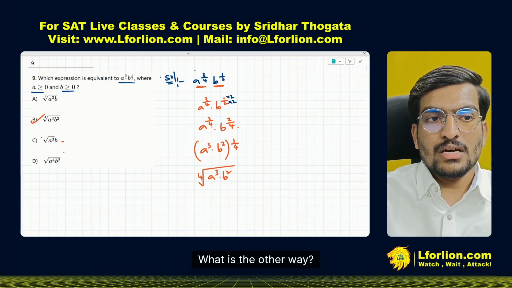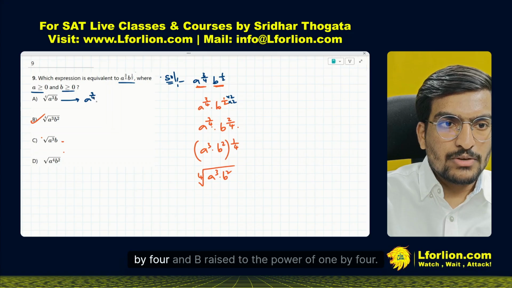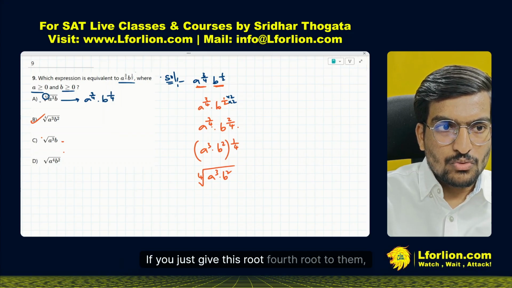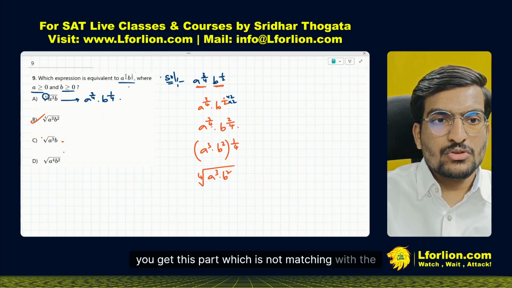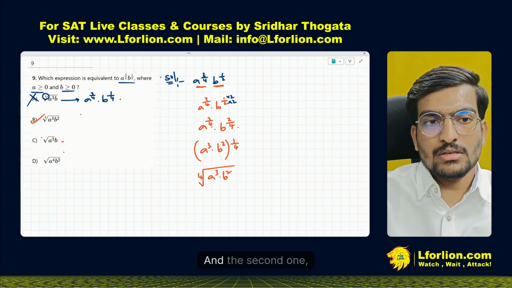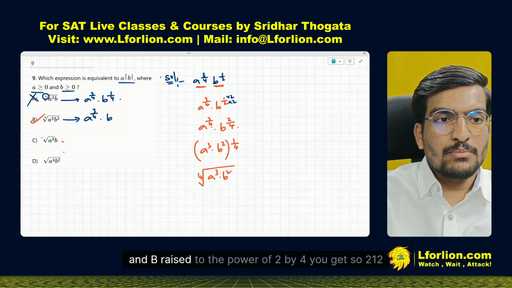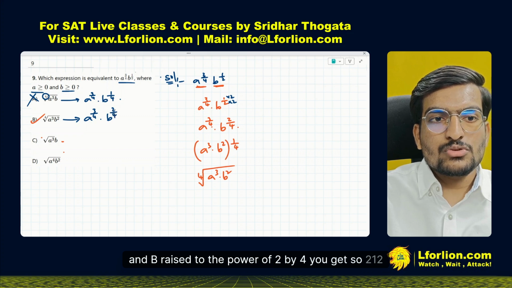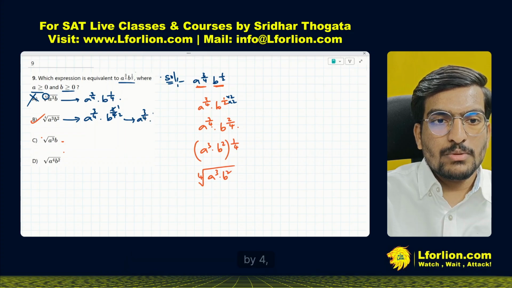What is the other way? You just have to check it. If you check option a, you're going to get a raised to the power of 3 by 4 and b raised to the power of 1 by 4. If you give the fourth root to them, turn it into exponent, you get this part, which is not matching with the given question, so obviously incorrect. And the second one, if you do a raised to the power of 3 by 4 and b raised to the power of 2 by 4, you get 2 times 1, 2 times 2. So this is going to be a raised to the power of 3 by 4, b raised to the power of 1 by 2, which is matching with the option.